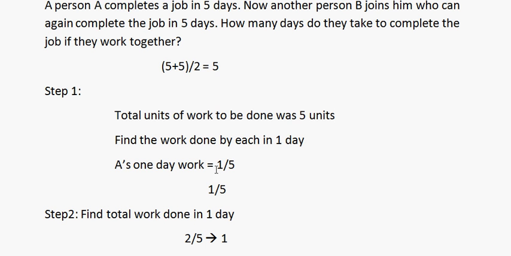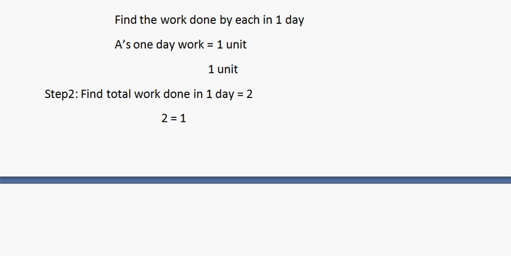If we assume this, A's 1 day work would be 1 unit, B's 1 day work would be 1 unit, total work done in 1 day would be 2 units, right? So in 1 day 2 units are done, but what we require is 5 units, right? So for 2 units we require 1 day. For 5 units what we would require is 1 by 2 multiplied by 5, which is equal to 5 by 2, which is equal to 2.5 days.